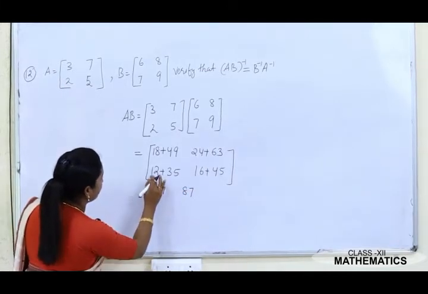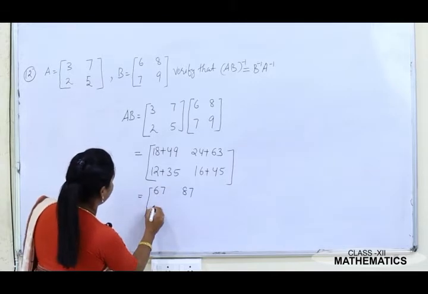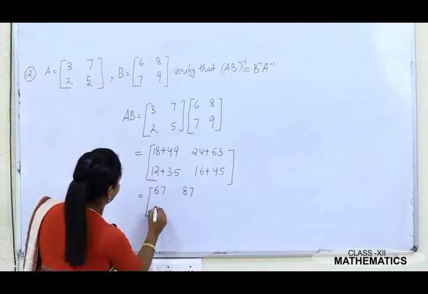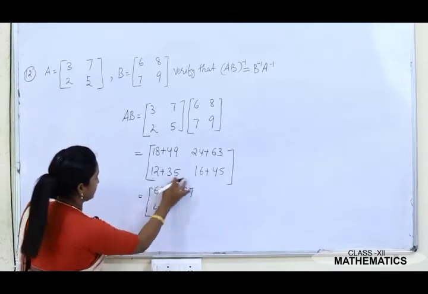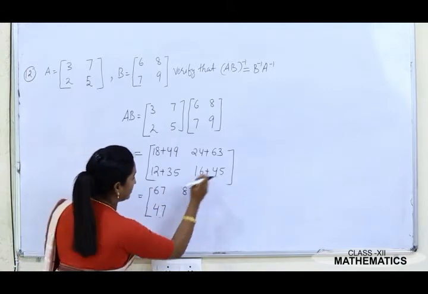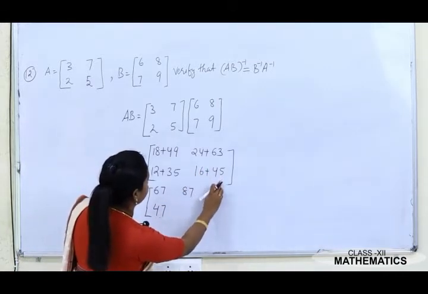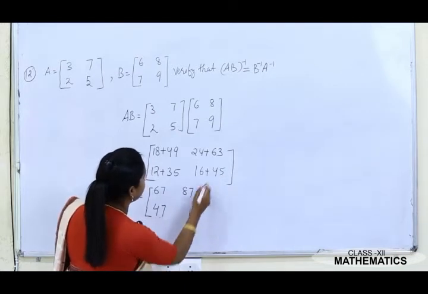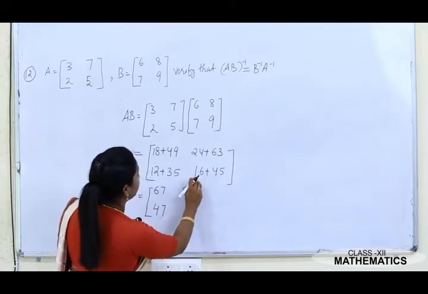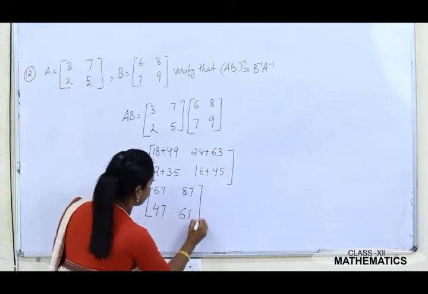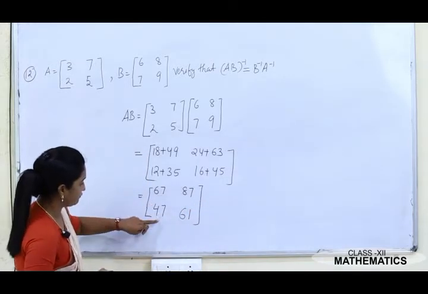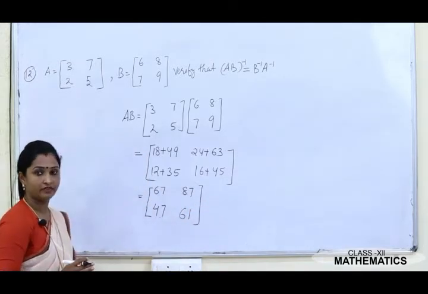Here you get 67 and 87, and here 12 plus 35 is 47, and 16 plus 45 is 61. Correct. So 67, 87, 47 and 61. You got the answer when you multiply.